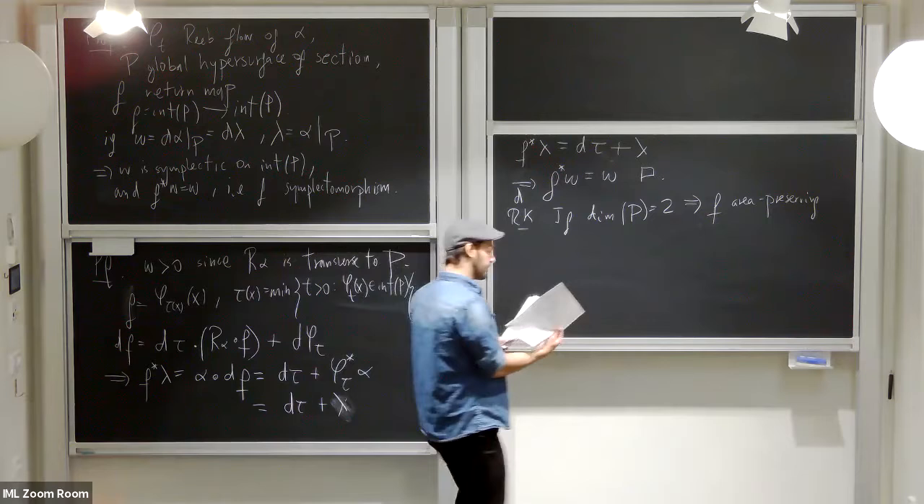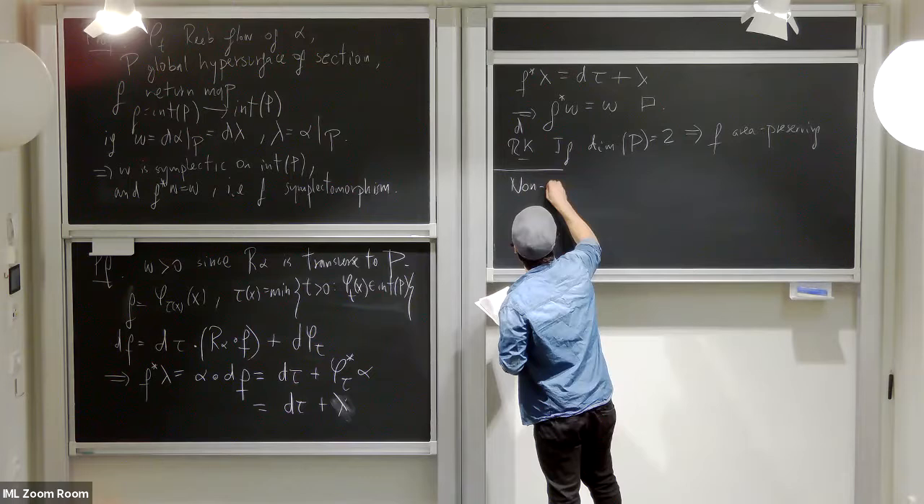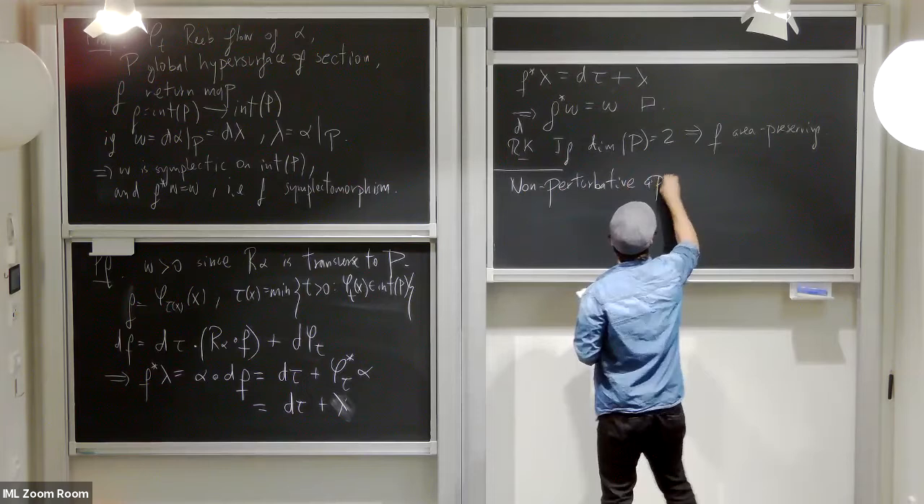Okay, so this is just some sort of, let's say, digression from last time. So we'll move now on to holomorphic curves and Hofer-Wysocki-Zehnder. So this is the non-perturbative approach, where holomorphic curves appear.